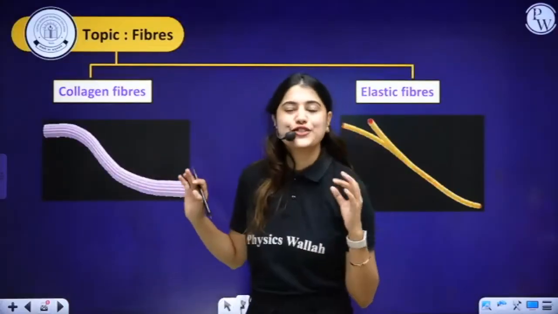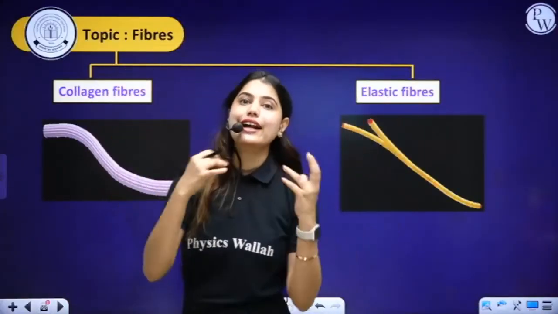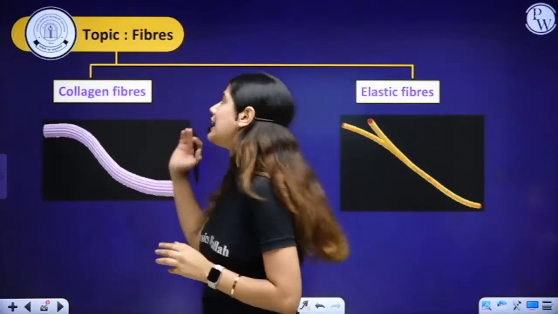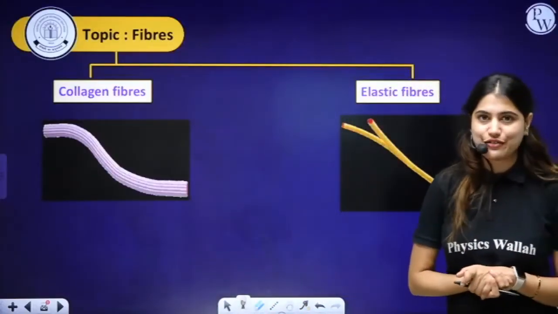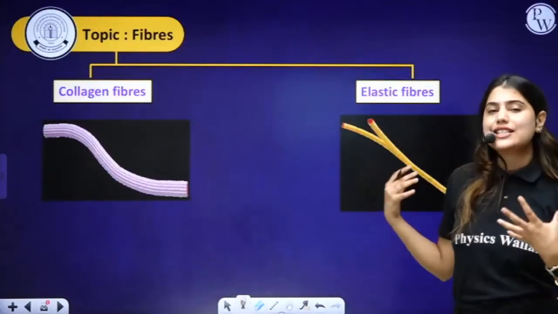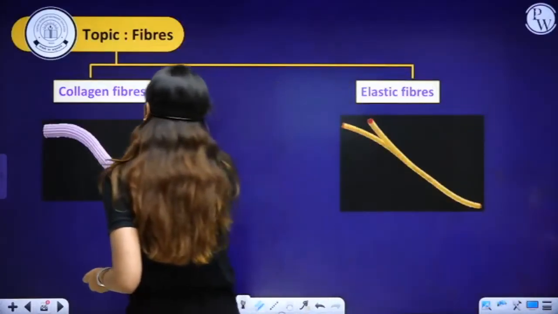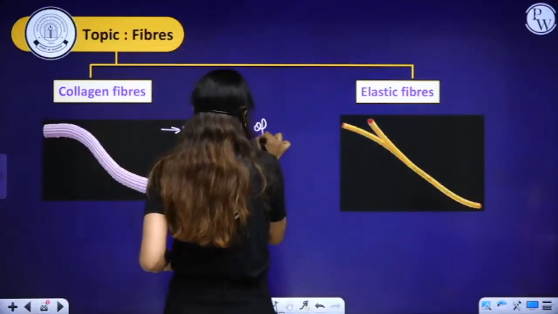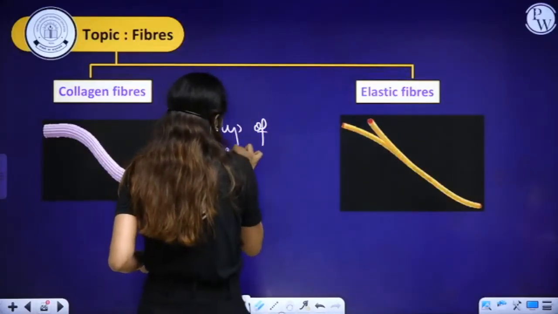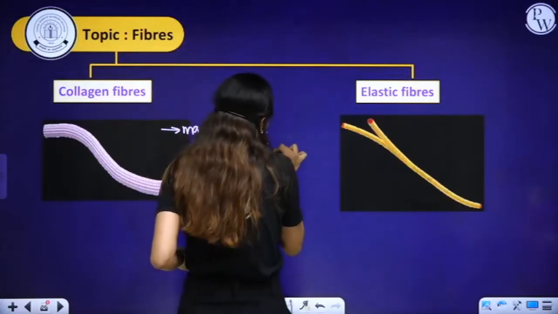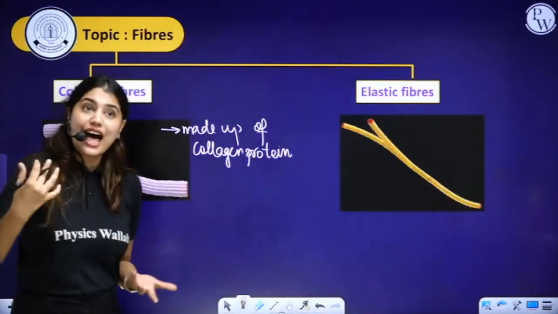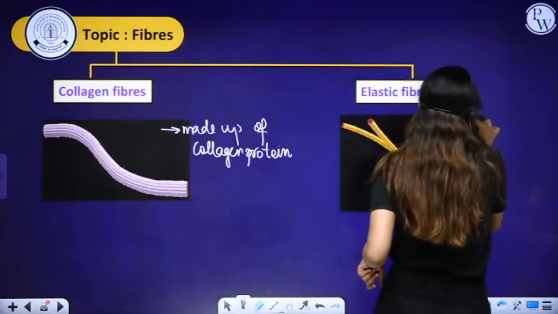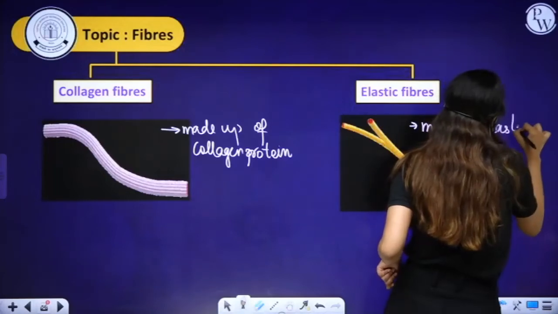The very first thing is fibers. I told you there are some thread-like structures present in them called fibers. Two types of fibers are there, the collagen fibers and the elastic fibers. Collagen fibers and elastic fibers are made up of proteins. So collagen fibers are basically made up of collagen protein. And what about the elastic fiber? The elastic fiber is made up of elastin protein. Easy, isn't it? Made of elastic protein.